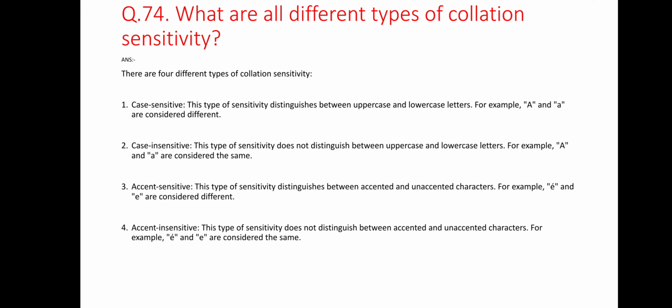Case insensitive. This type of sensitivity does not distinguish between uppercase and lowercase letters. For example, capital A and small a are considered the same. Accent sensitive. This type of sensitivity distinguishes between accented and unaccented characters. For example, E and E with an accent are considered different.